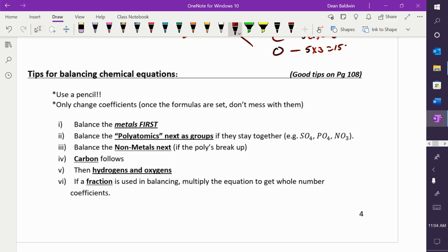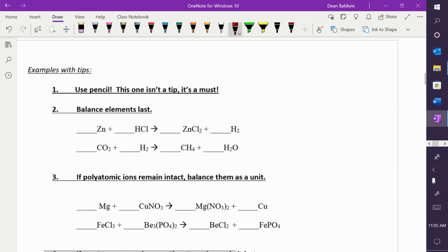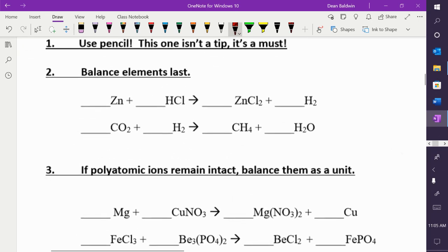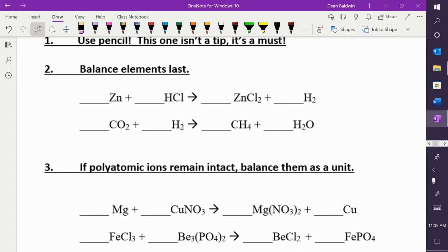Balance the nonmetals, then balance carbon, hydrogens, and oxygens. We might be using fractions. We'll learn how to deal with fractions. Sometimes the fraction is your friend, and then we learn how to get rid of it later. If you have pure elements, balance them last. I always balance pure elements last. Are we ready? Here we go. See, balance the elements last. There it is right there.